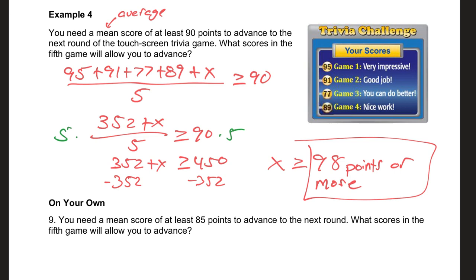All right. We can go ahead and just skip this last on your own. You just change this now from the 90 to an 85. And that's all you would need. And then you can figure out what the score is for your fifth game, but we won't do that. We'll call this good. If you have any questions, reach out. If not, we'll just see you at the next set of notes.